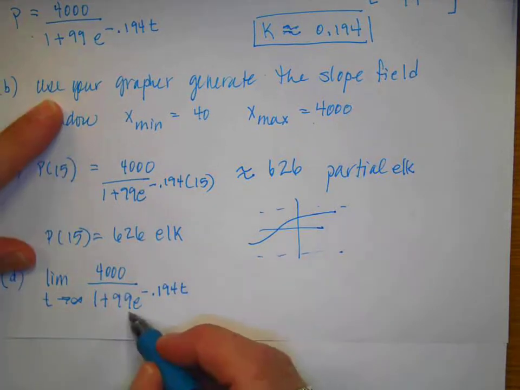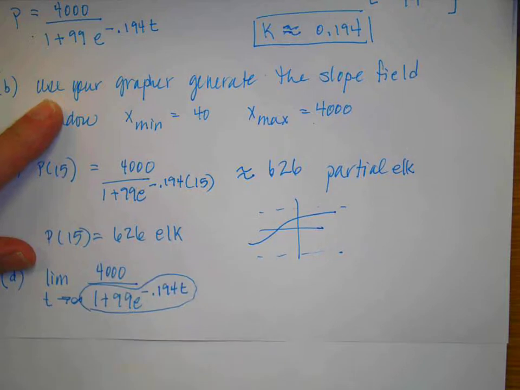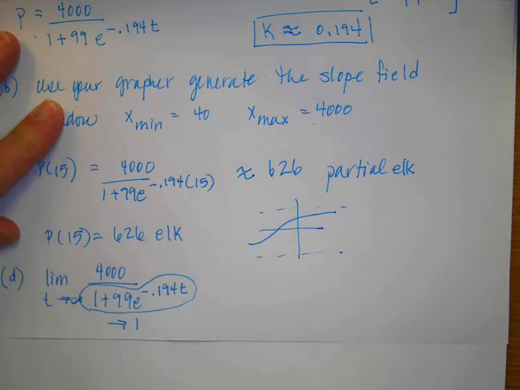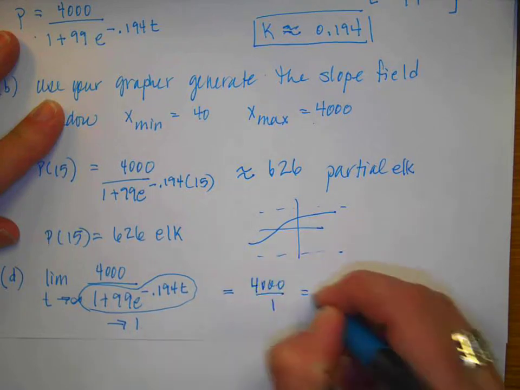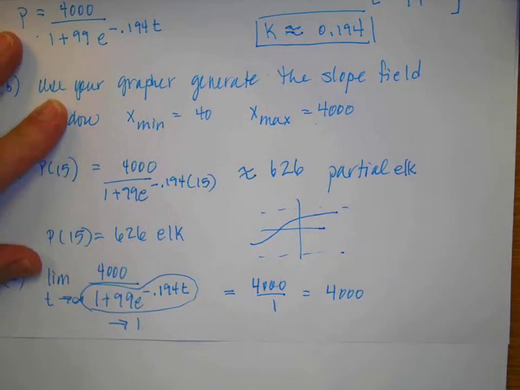Well, as t goes to infinity, this is going to approach 1. So if I looked at just this particular part of the graph, it's going to approach 1. And you could put this in your calculator and look at the limit that way. You could use your table and look at the limit that way. But as t increases without bound, this particular denominator is going to approach 1. Therefore, the limit is 4,000 divided by 1, which is just 4,000. So it was actually pretty easy.